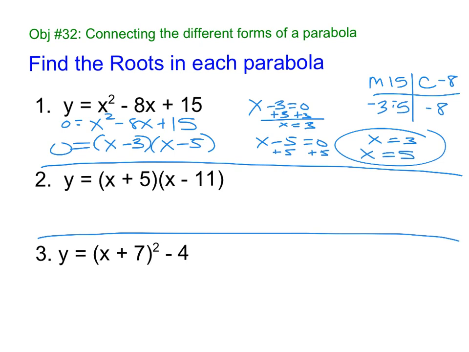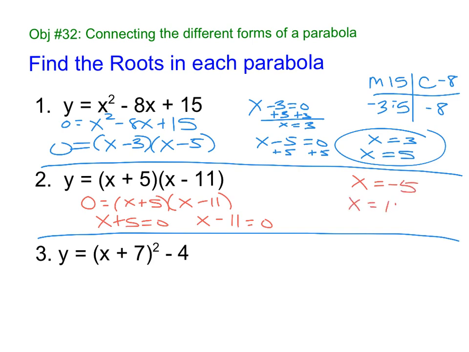And the last one, for vertex, number 3 was the easiest. For roots, number 2 is the easiest, because we're just setting this equal to 0. But it's already factored for us. So all we have to do is say, oh, x plus 5 equals 0. x minus 11 equals 0. Change the sign, negative 5 and 11.